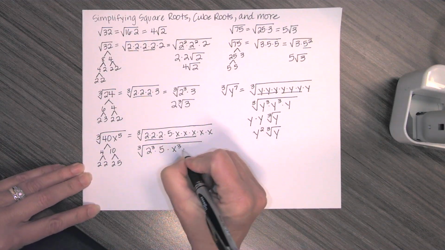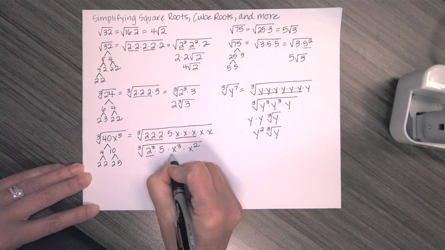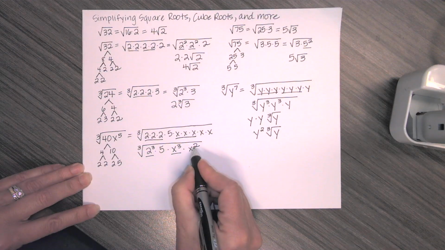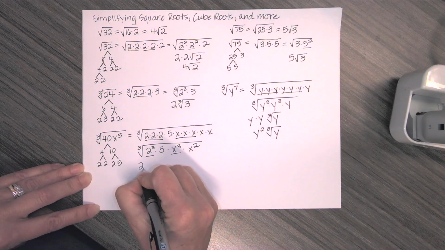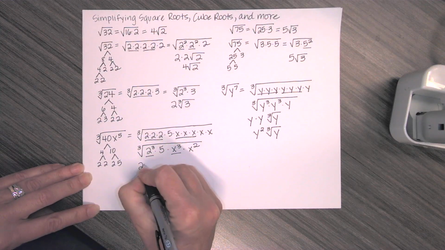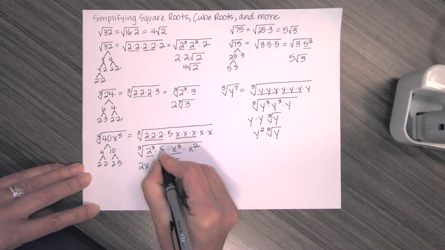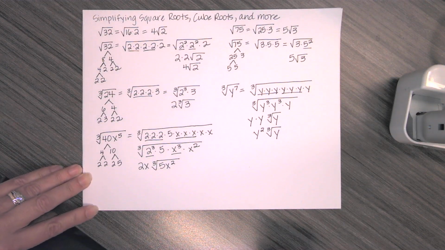Now I'm going to go ahead and put these x's back together. These are the two things we can take the cube root of. These are what's going to be left underneath. The cube root of 2 cubed is 2. The cube root of x cubed is x. And then left underneath the cube root, we're going to have 5x squared.